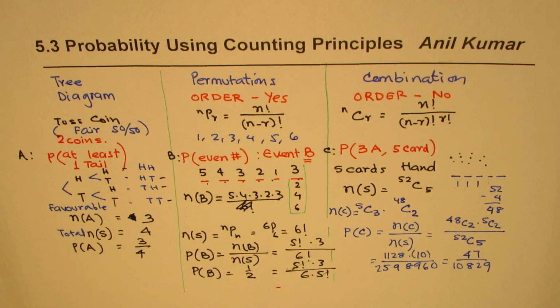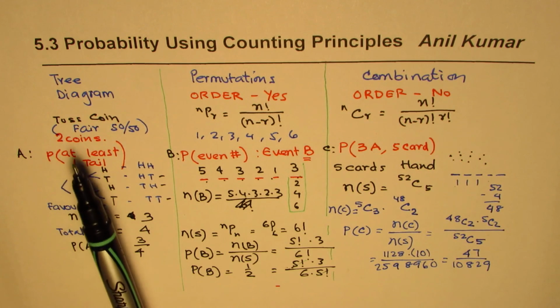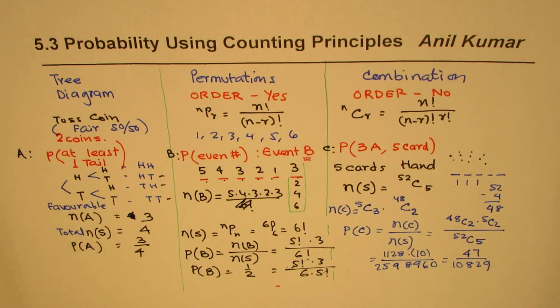Let me summarize what we have learned here. To find probability, at times it is useful to use the counting principles. We could use counting principles like we learned in the previous unit, applying the tree chart, permutation or combination, and I hope this video gives you a good review.